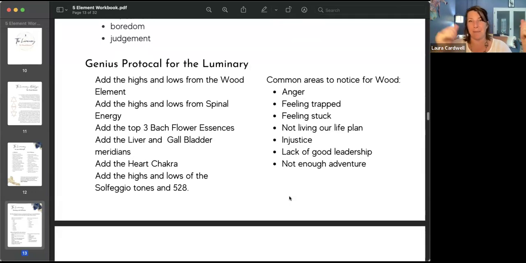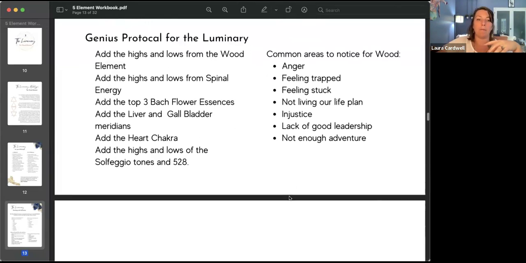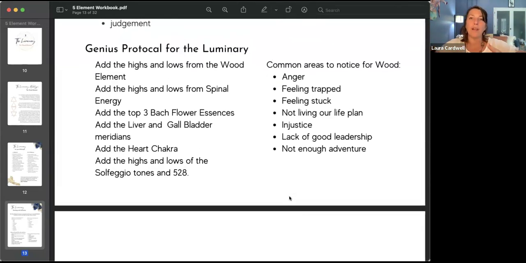And then you can also see them kind of restless, looking for more adventure. They might not have what it takes to be in their leadership. And so that's kind of what you're looking for when you're looking for a wood in balance, or you're listening.